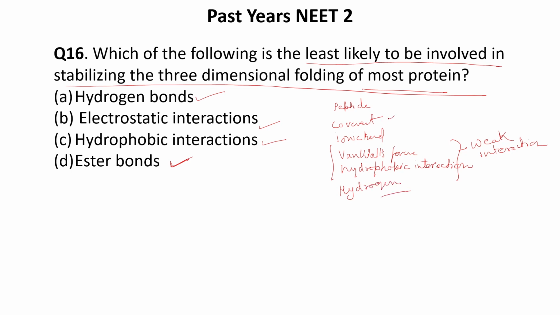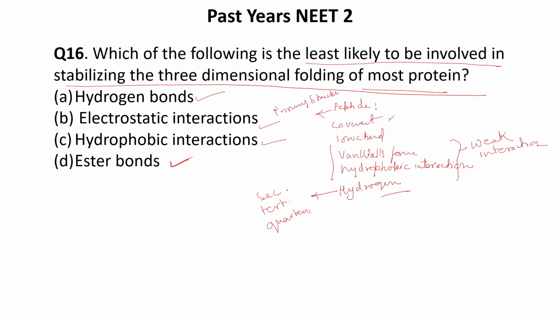Hydrogen bonding is present in the secondary structure, it is present in the tertiary, and it is present in the quaternary structure. But the peptide bond is present only in the primary structure.